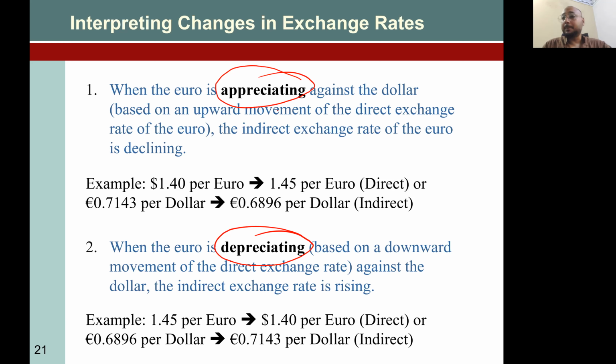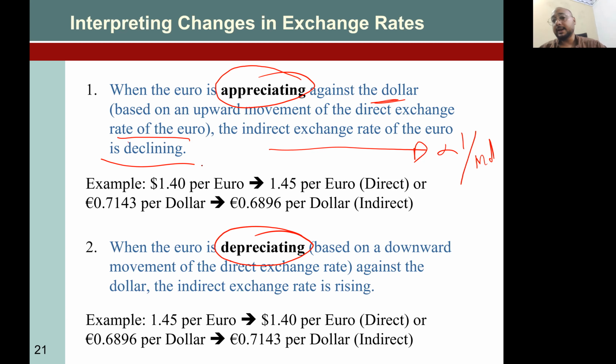When the euro is appreciating against the dollar, it doesn't mean that both currencies increase. Why? Because direct quotation has the opposite relationship with the indirect quotation. So if the dollar is increasing, then the other currency is depreciating, right? If the euro is appreciating, then the dollar must be depreciating. So when the euro is appreciating against the dollar, based on the upward movement of the direct exchange rate, the indirect quotation is declining as well.